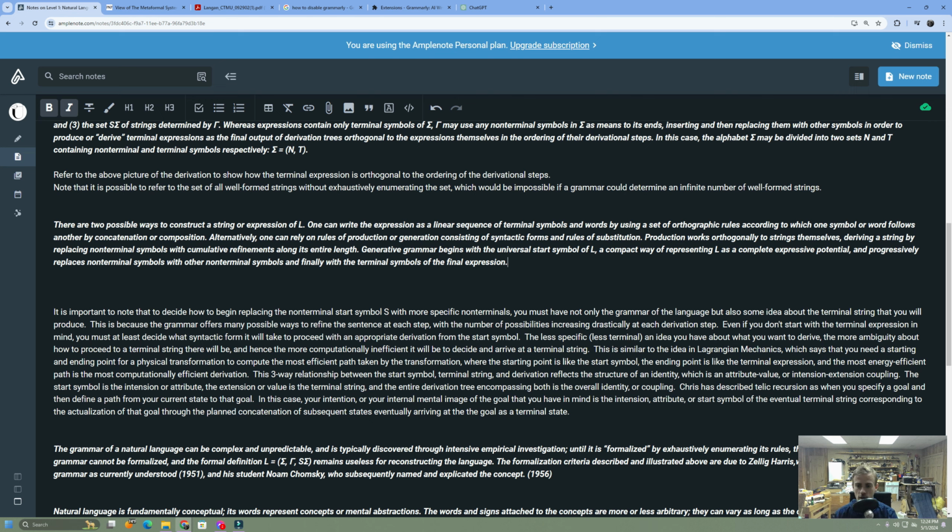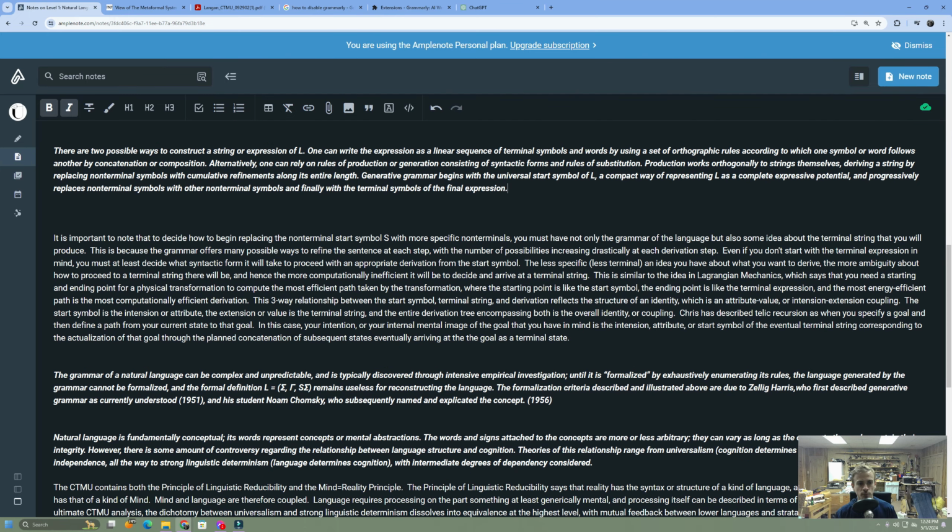So this is the intuitive way of thinking about composition, where you're composing the non-terminals with more and more specific non-terminals that are within them, so to speak. Production works, yes, orthogonally to strings themselves, deriving a string by replacing non-terminal symbols with cumulative refinements. Yeah, I already read that. Alright, so it is important to note that to decide how to begin replacing the... yes, this is a very interesting point here to write about. I'm going to dwell on this some.